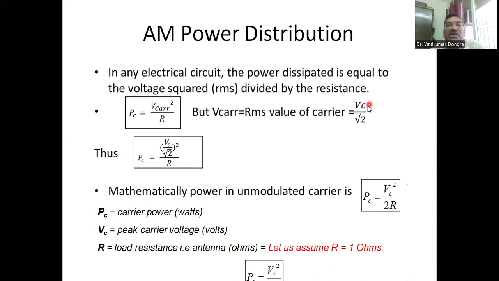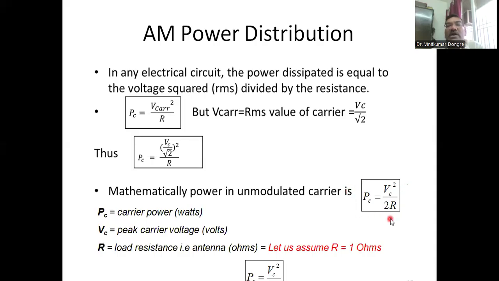That is the RMS value, that is VC by under root 2. So (VC by under root 2) square divided by R. So what will it be? VC square, if you simplify it, VC square by 2R. Okay, so VC square by 2R is your generalized formula. If your R is 1, then simply it is VC square by 2. That is what we have written. So this is the formula.